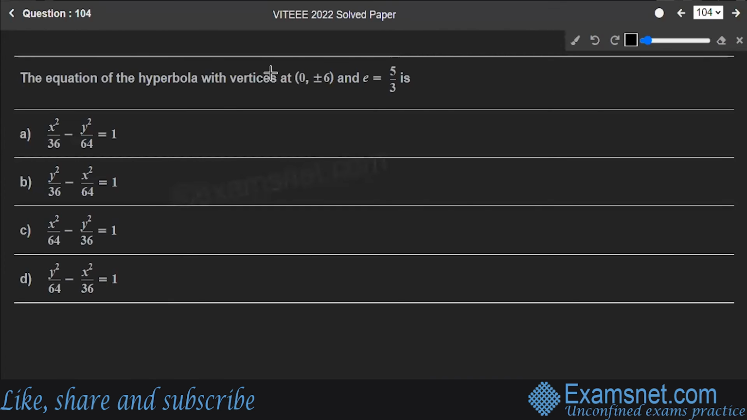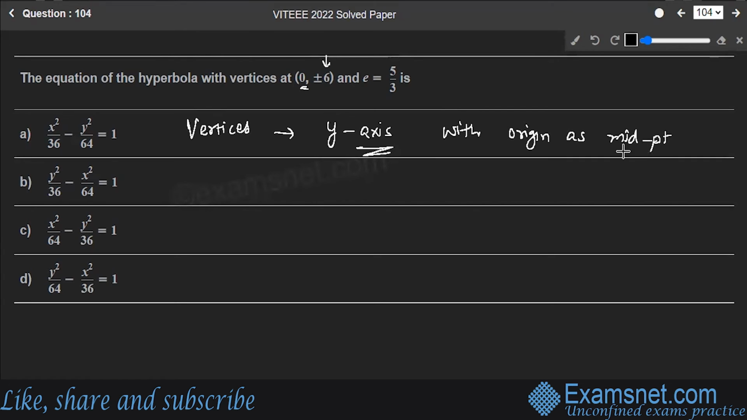Question number 104. The equation of the hyperbola with the vertices this, eccentricity 5 by 3 is what? Now the vertices are on the y-axis. X is 0. Vertices are on the y-axis with origin at the midpoint, because it is plus minus 6, right? Because you have 0 and plus 6 and 0 and minus 6. So that means the origin is at the midpoint only, right?